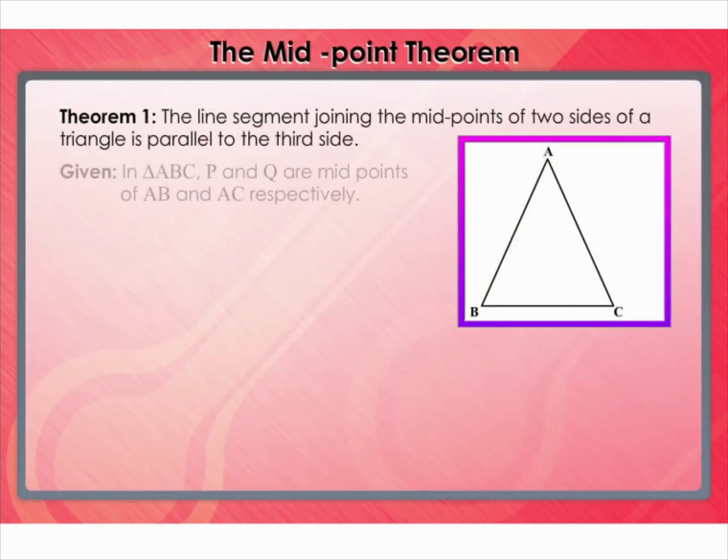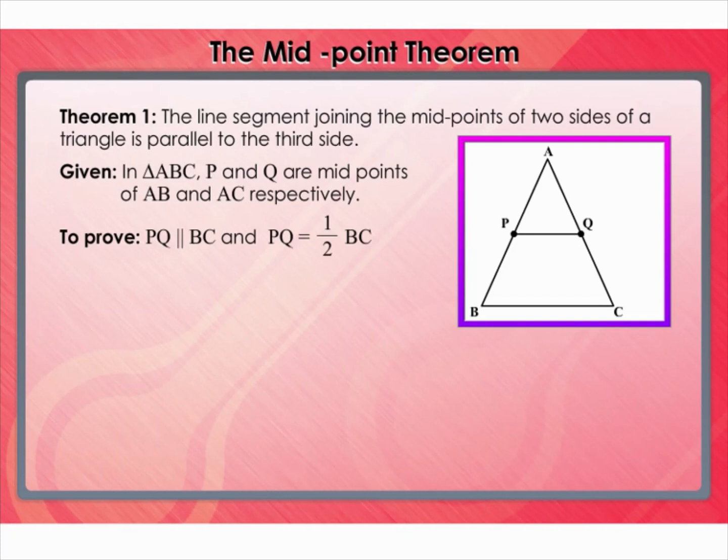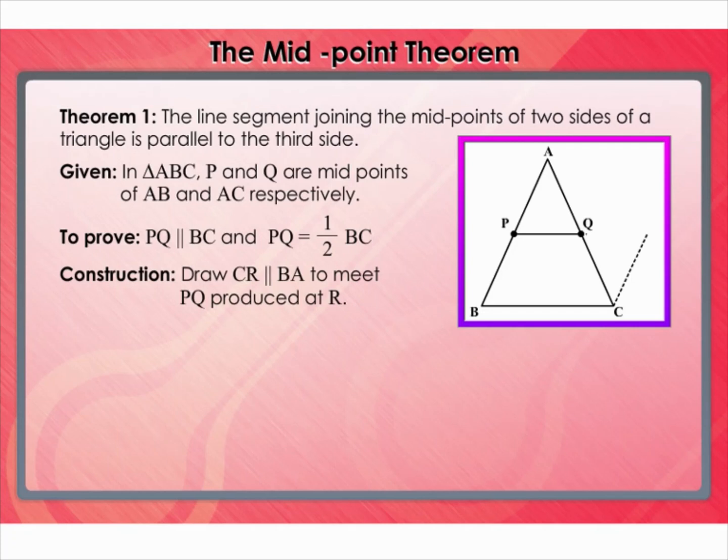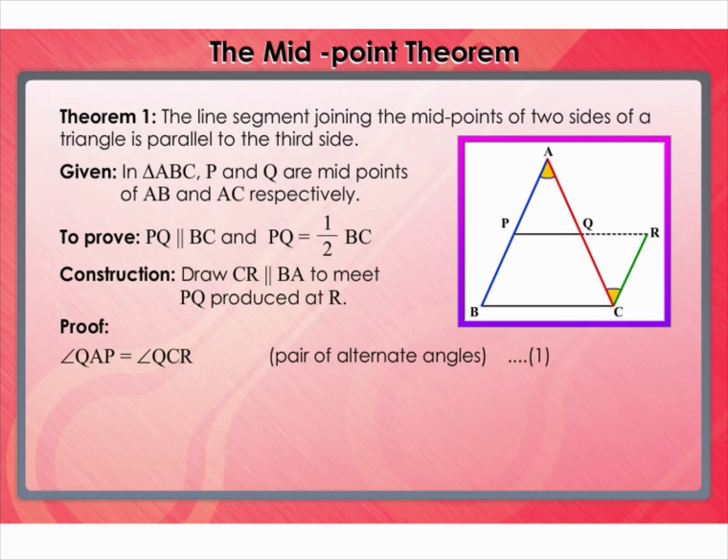Let's prove the theorem. In triangle ABC, P and Q are midpoints of AB and AC respectively. We need to prove that PQ is parallel to BC and PQ is equal to half of BC. Draw a line CR parallel to BA such that it meets PQ produced at R. By construction, CR is parallel to BA, and from the figure, AC acts as a transversal to them. This implies angle QAP is equal to angle QCR.